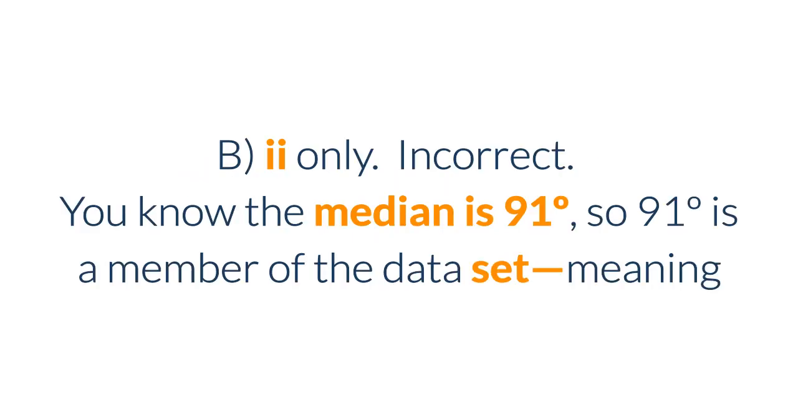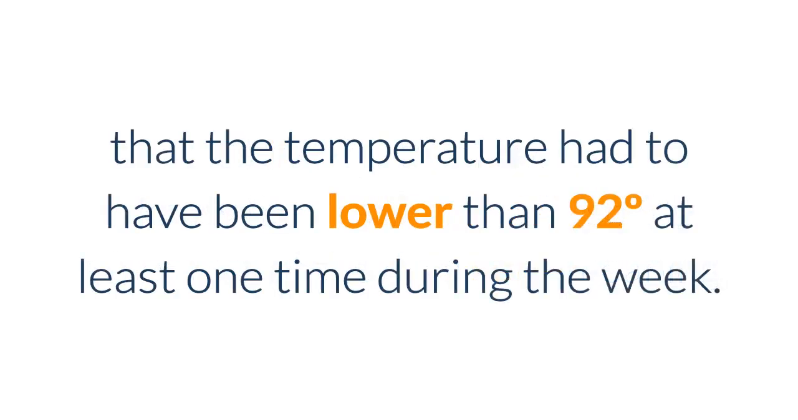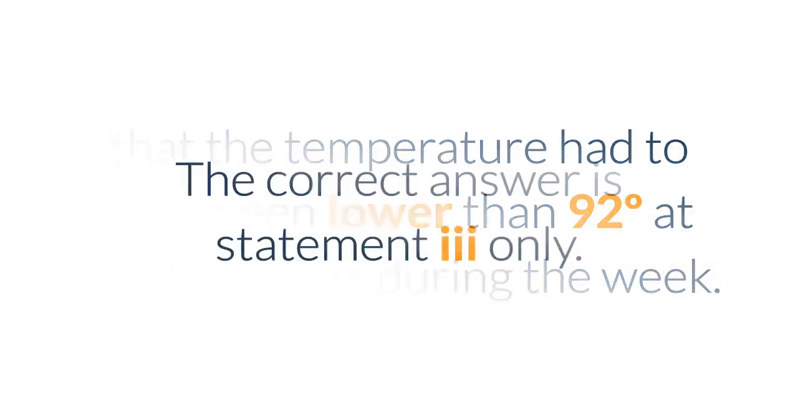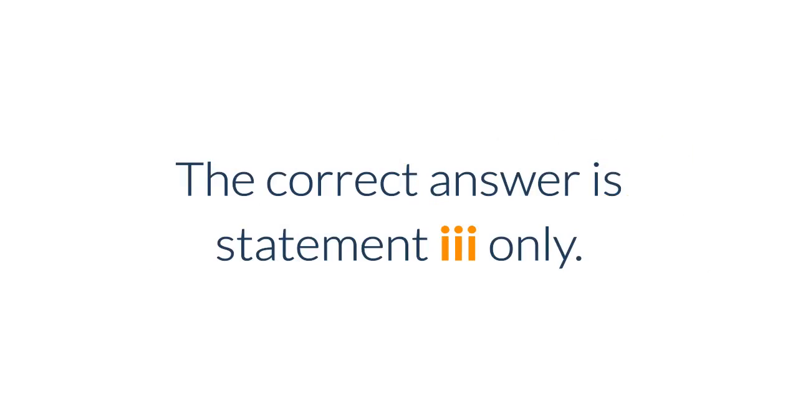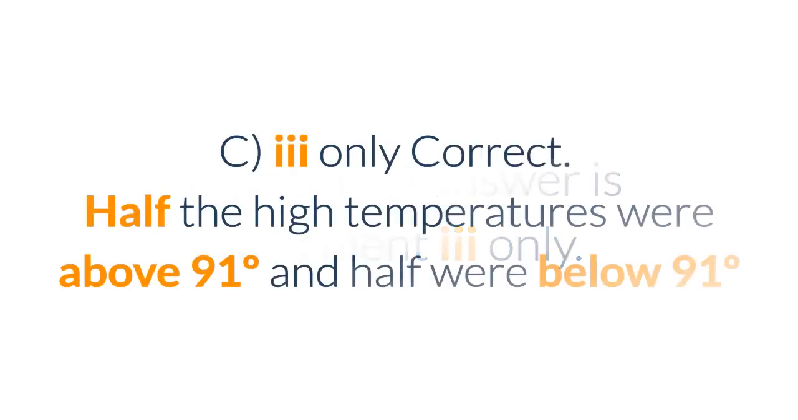B, 2 only, is incorrect. You know the median is 91 degrees, so 91 degrees is a member of the data set, meaning that the temperature had to have been lower than 92 degrees at least one time during the week. The correct answer is statement 3 only.